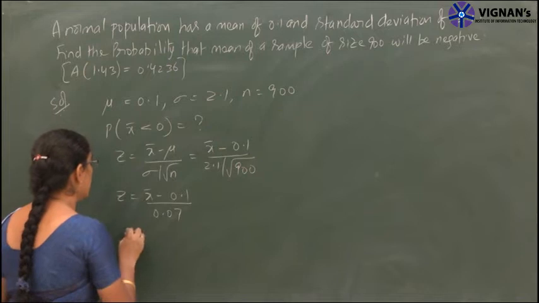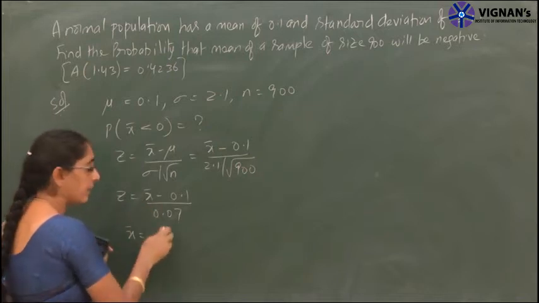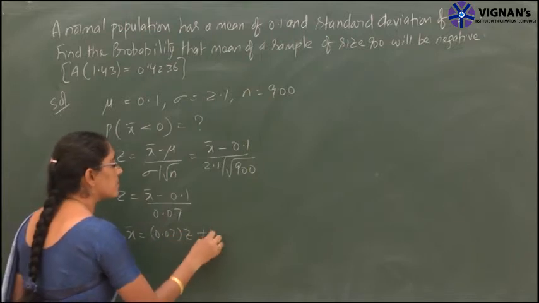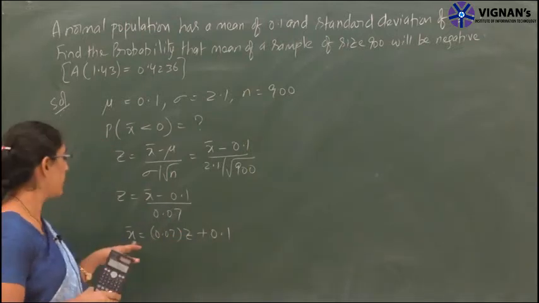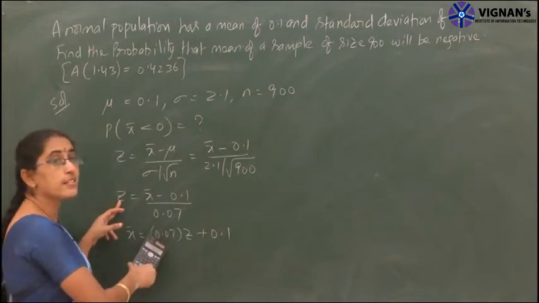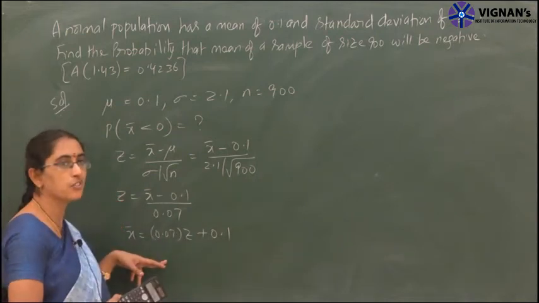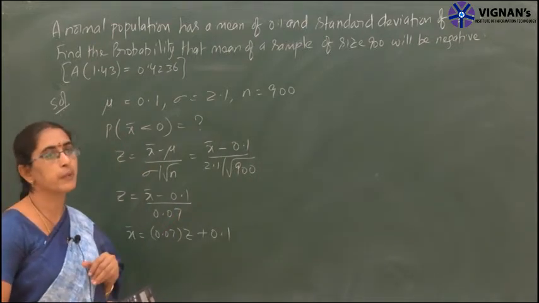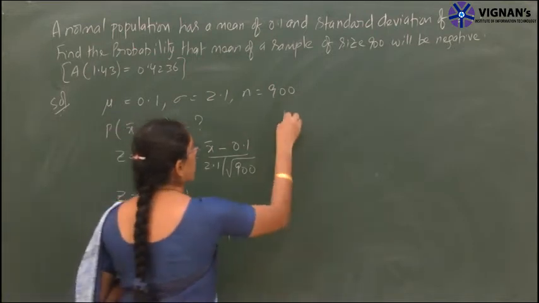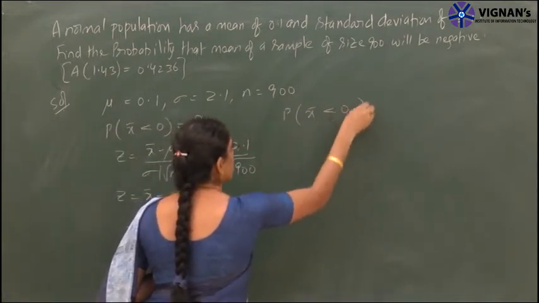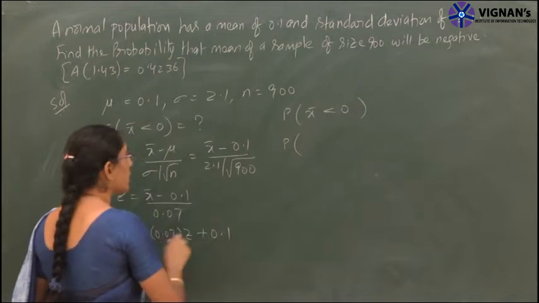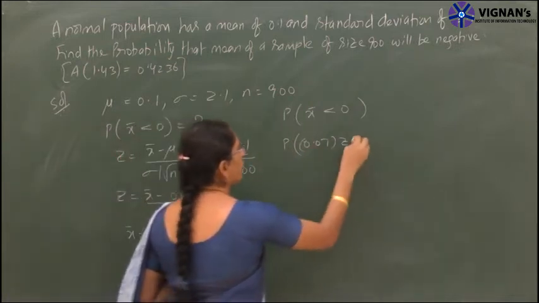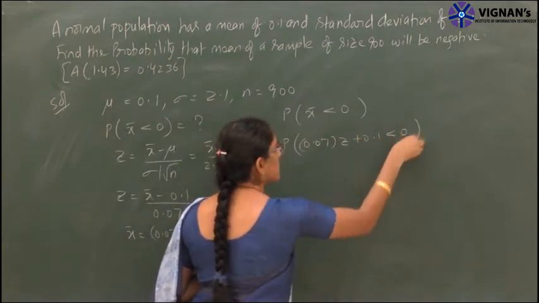So from this, x bar can be written as 0.07 into z plus 0.1, because here we have to find the probability that the mean of the sample will be negative. That means probability of x bar less than 0. What is x bar here? 0.07 into z plus 0.1 is less than 0.